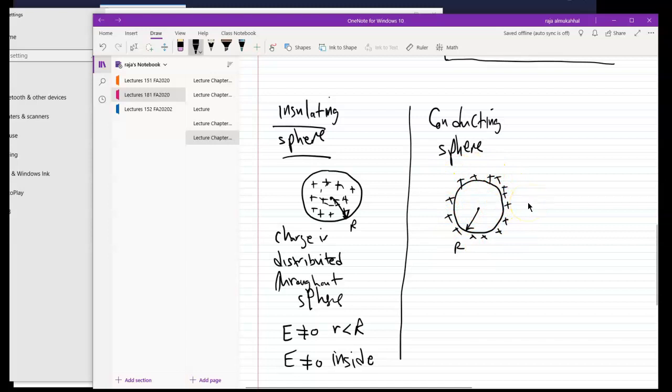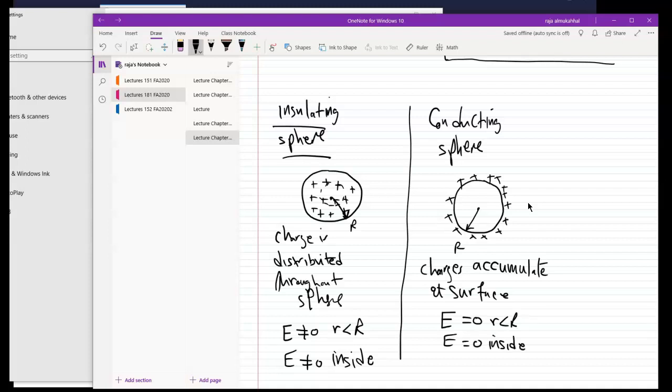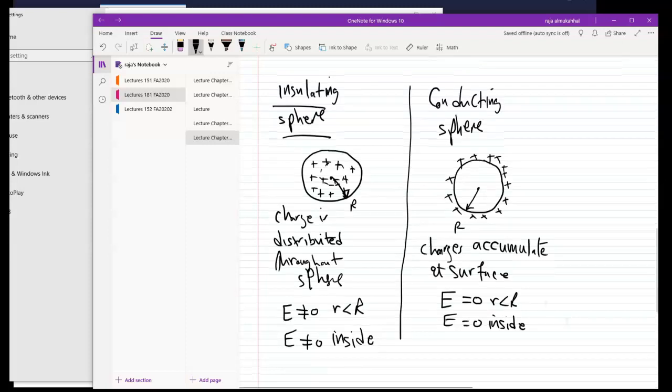So here, charges accumulate at the surface. And in this case, the electric field inside is equal to 0 for r less than R, or E equals 0 inside. You see what I'm saying? Okay, this is very, very important. We'll come back to it in a minute.